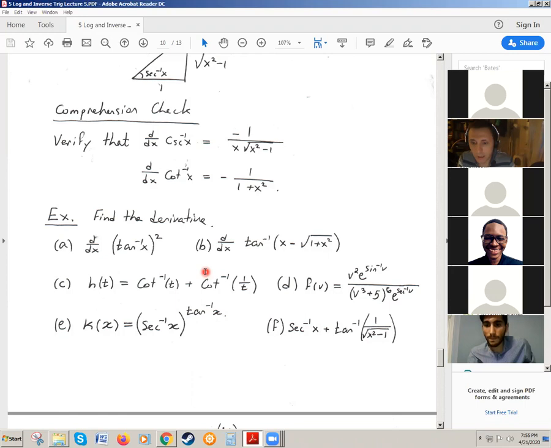All right. Melissa wrote t to the 4 minus 2 over 1 plus t squared. Melissa, thank you so much for writing it, but you are wrong.